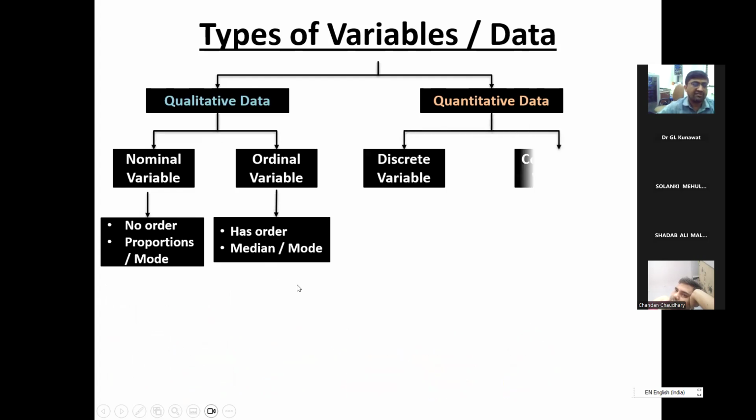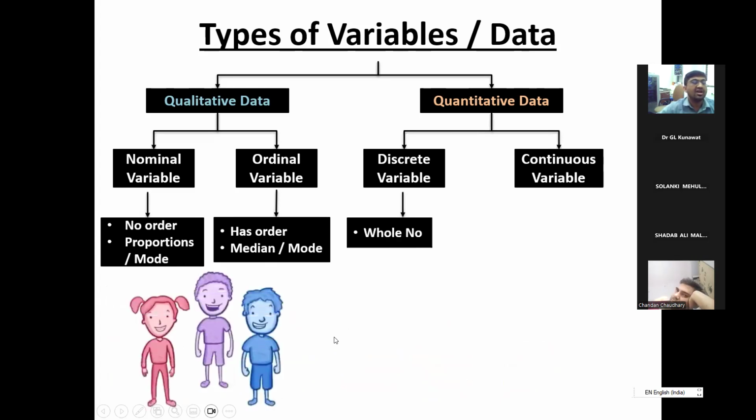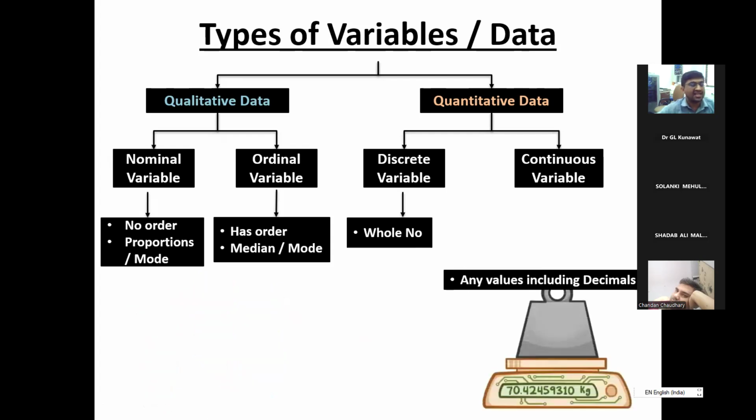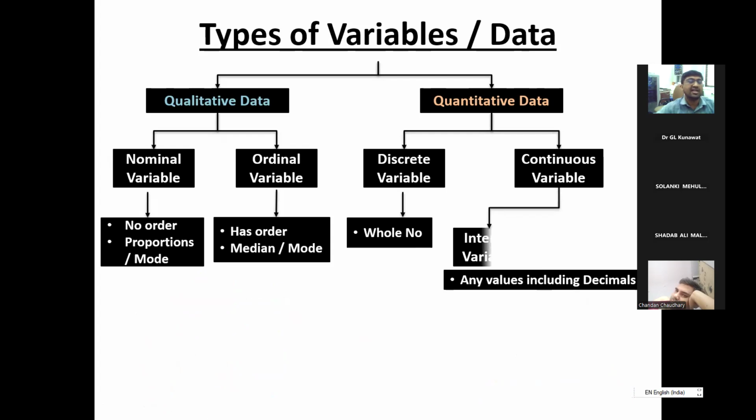Now, quantitative data can be of two varieties, discrete variable or continuous variable. The discrete variable means that it will have a whole number, like the number of children. That cannot be half, it should be a full number. So they are discrete variables. While a continuous variable is any value which can include decimals. That continuous variable is again divided into two, interval variable and ratio variable.